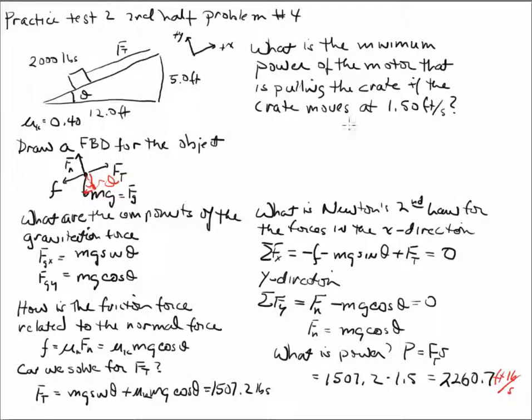One quick note, mg, the force of gravity on the object, is equal to 2,000 pounds. End of problem.